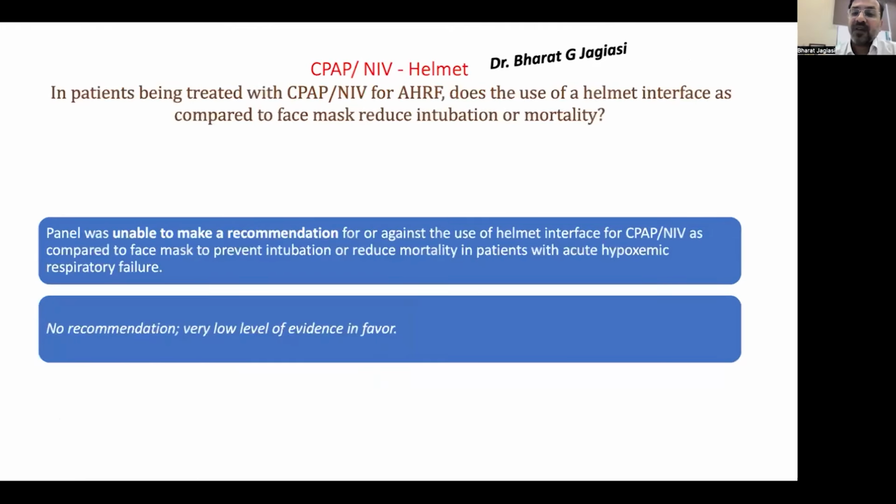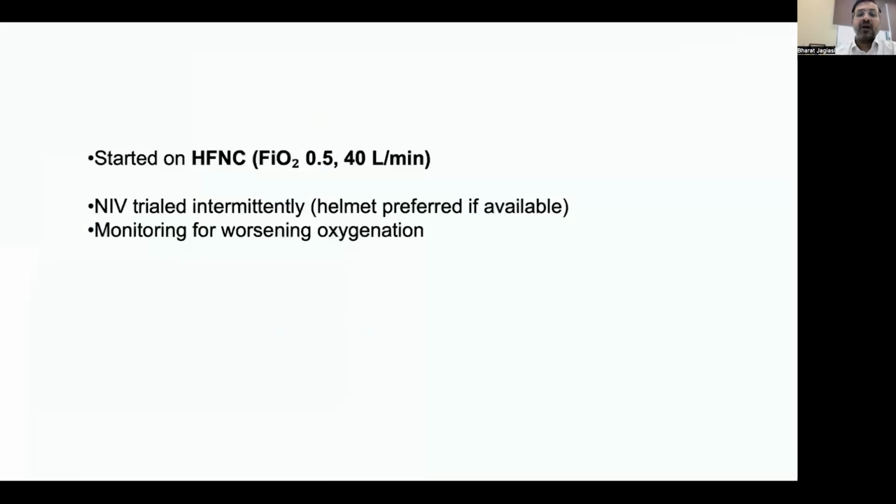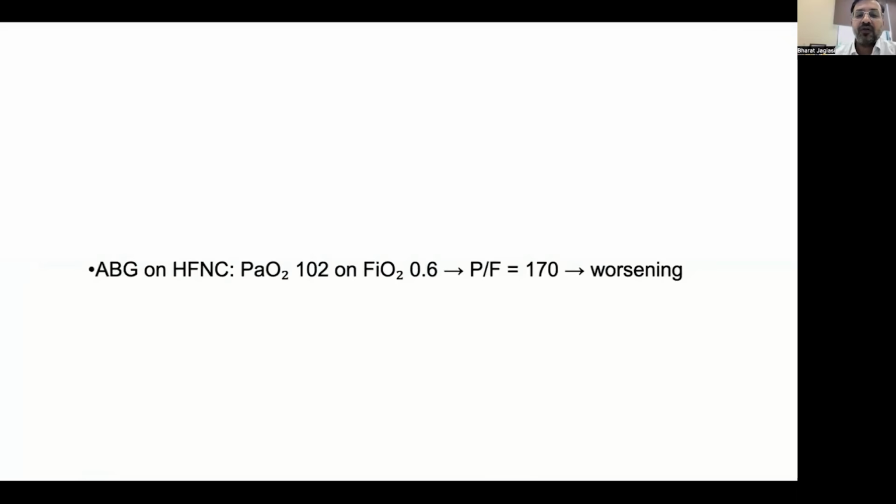And even with CPAP and NIV, in some cases a helmet was used and it was supposed to give positive results. But when it comes to the studies, the helmet was not proven to reduce the risk of intubation or mortality. So this patient was started on HFNC with FiO2 of 50 and a flow of 40 liters per minute. Intermittently, an NIV trial was given and maybe the helmet was fitted, and we were monitoring this patient for worsening of oxygenation. And this is what the ABG showed.